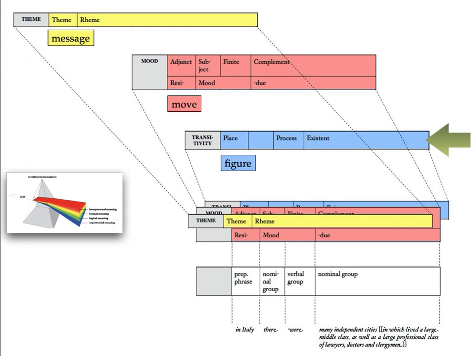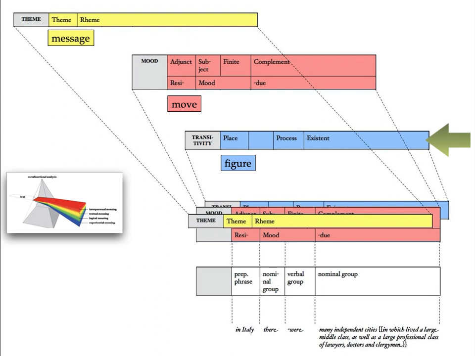So in this example, in Italy, there were many independent cities in which lived a large middle class as well as a large professional class of lawyers, doctors, and clergymen. This, you see, is deconstructed, analyzed according to the three metafunctional strands. And the different strands are functionally organized, but may, as it were, organize the text in different ways. Not just the text, the clause, as a message, as a move, as a figure.